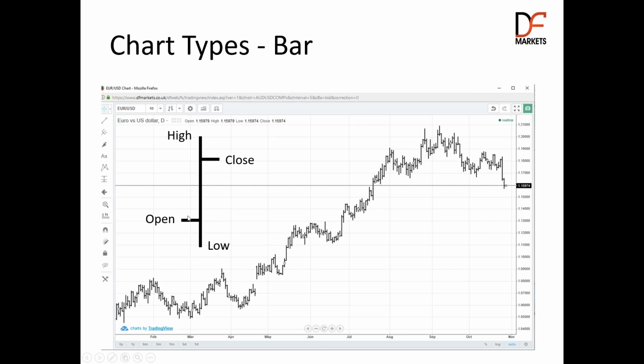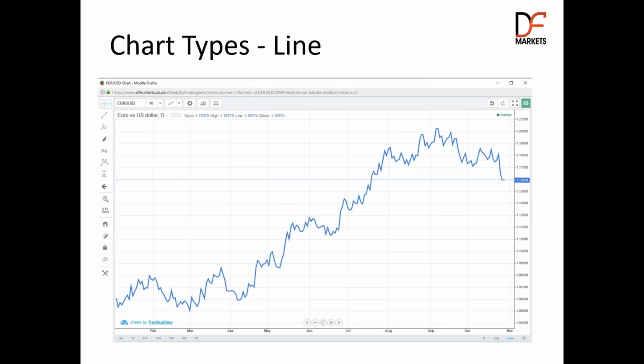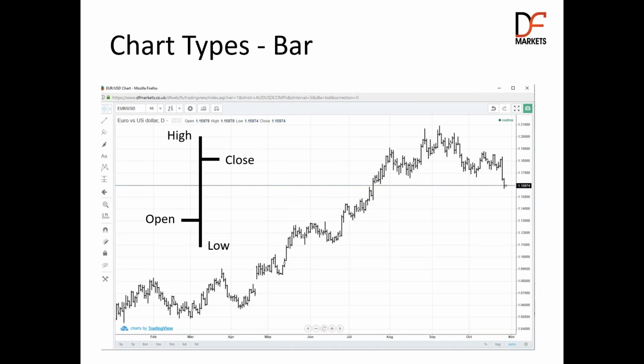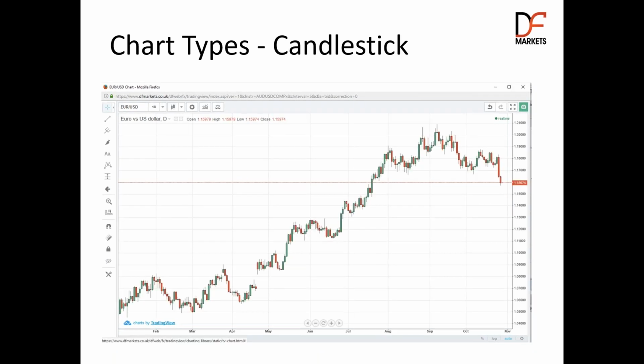The open is a line off to the left hand side, the close is a line off to the right hand side, and there's our range. I think everybody's probably fairly familiar and fairly happy with that concept. That's the same data as our line chart, okay? It's the same time frame, and it's the same instrument. It's just there's more data on there because the line chart is just giving us closes. This adds into the equation the ranges of each day and the open as well.